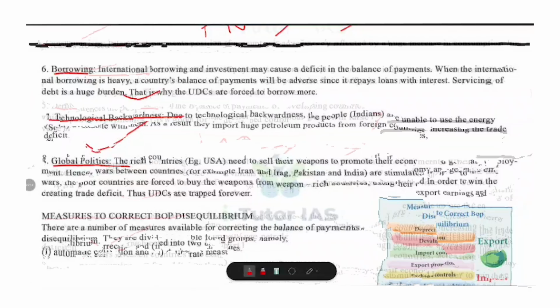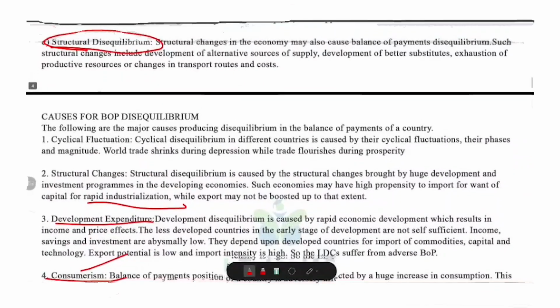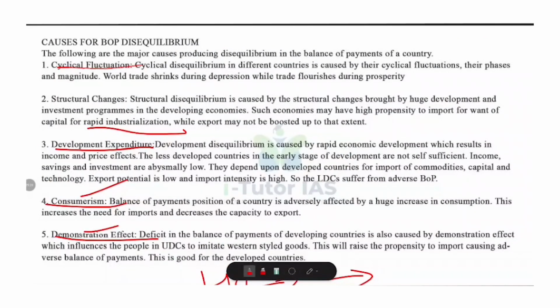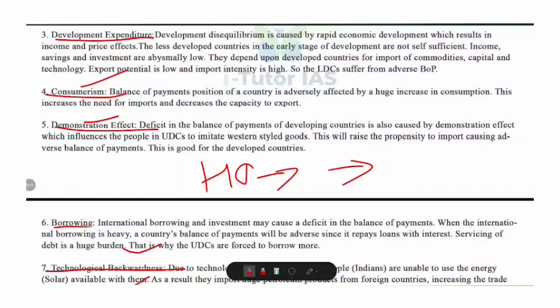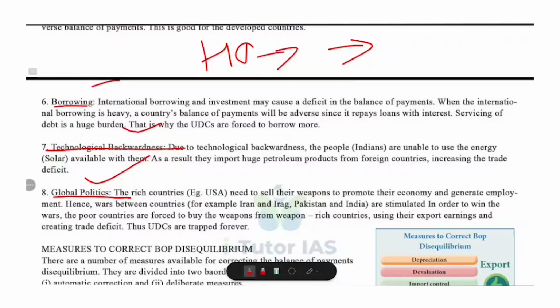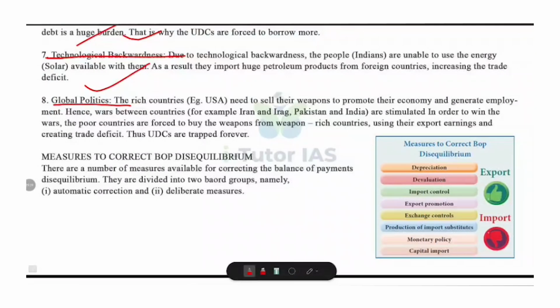So these are the different causes of BOP disequilibrium. What are they? Cyclical fluctuations, structural changes, development expenditure, consumerism, demonstration effect, borrowing, technology backwardness, and also global politics. Now, what are the measures to correct BOP disequilibrium?